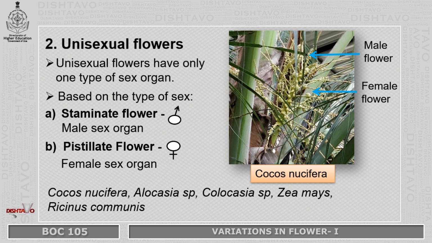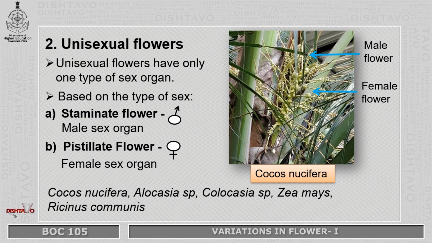The second type of flower is unisexual flower. Unisexual flowers have only one type of sex organ, either the male or the female. Based on the type of the sex organ, they are divided into two types: staminate flower and pistillate flower. Staminate flowers have the androecium, that is the male sex organ. Here the female sex organ is absent. Pistillate flowers have the female sex organ, that is gynoecium. Here the androecium is absent.